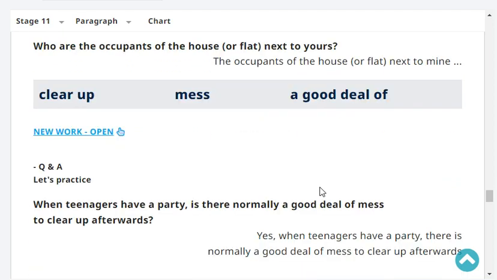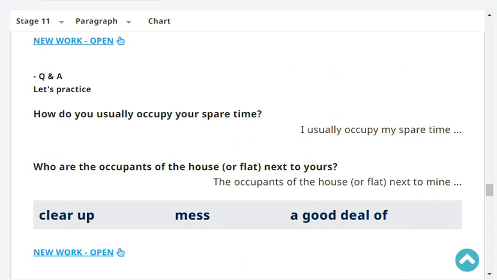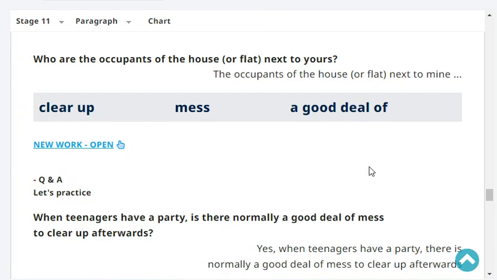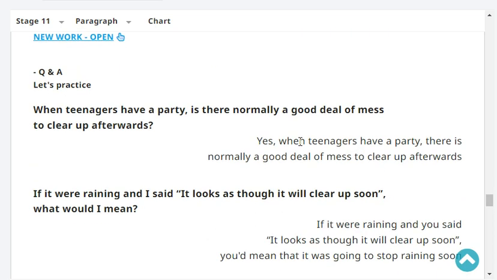Who are the occupants of the house next to yours? The occupants of the house next to mine are Mr. and Mrs. Sato. Very good. When teenagers have a party, is there normally a good deal of mess to clear up afterwards? Yes, when teenagers have a party, there is normally a good deal of mess to clear up afterwards.